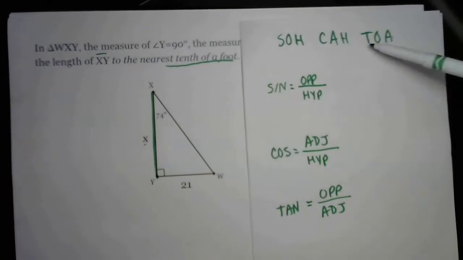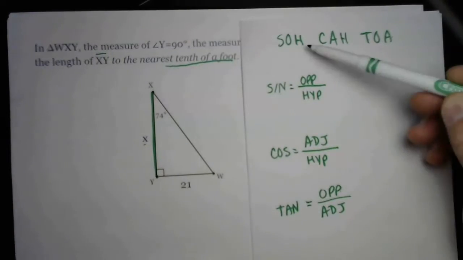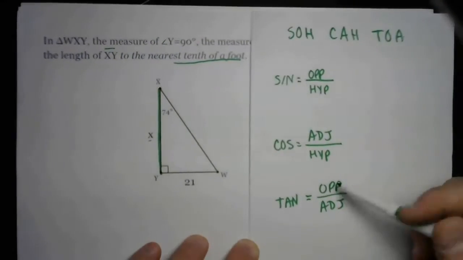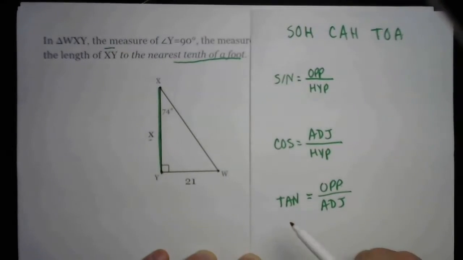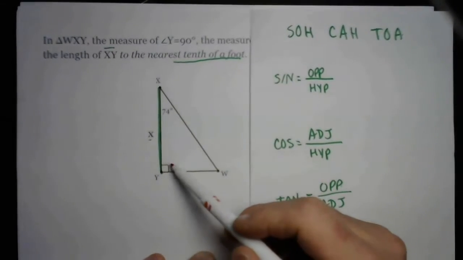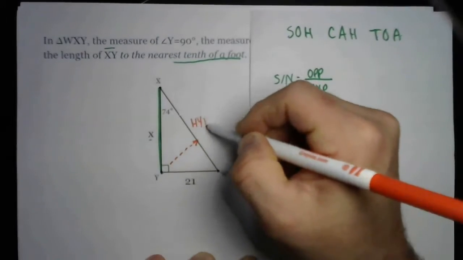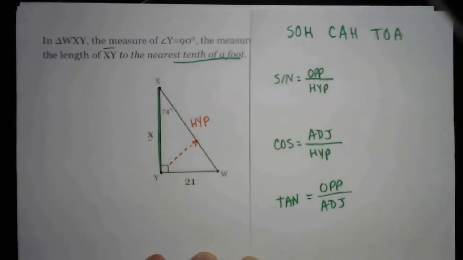Let's remind ourselves of the trig functions. SOHCAHTOA. Some old hippie came a hopping through our apartment. And that's just showing us sine, cosine, and tangent. Now we've got to decide which trig function we're going to use. Let's label our triangle. The side opposite the right angle is the hypotenuse. And let's circle our reference angle.